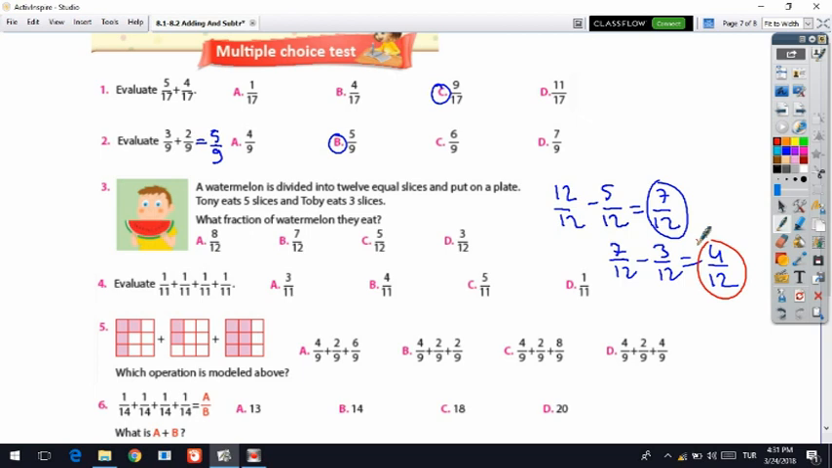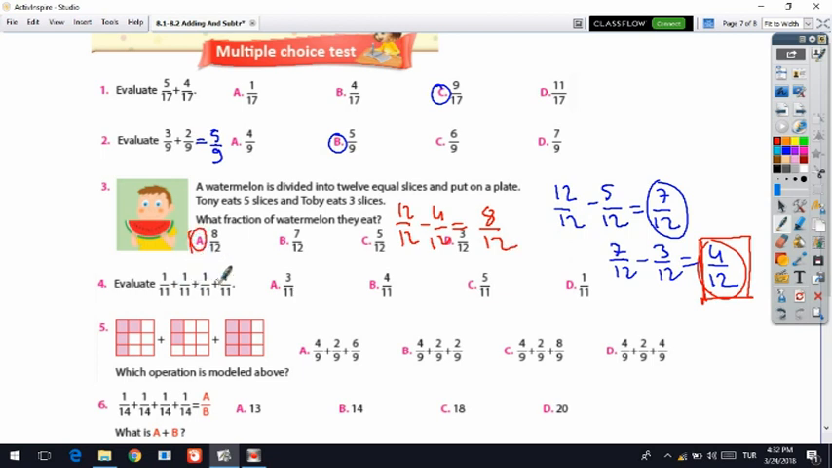No, I made a mistake. So we found 4 over 12. Yes. But about how many is left? In the beginning of the question, the watermelon is divided into 12 parts. It is 12 over 12. But how many is left? 4 over 12. How many is the eaten part? 12 minus 4 is equal to 8 over 12. The answer is 8 over 12. Okay, question 4.